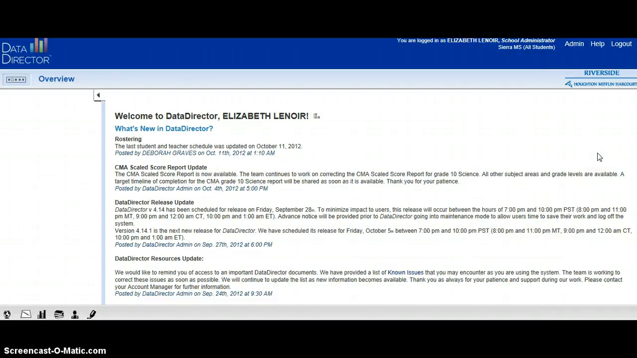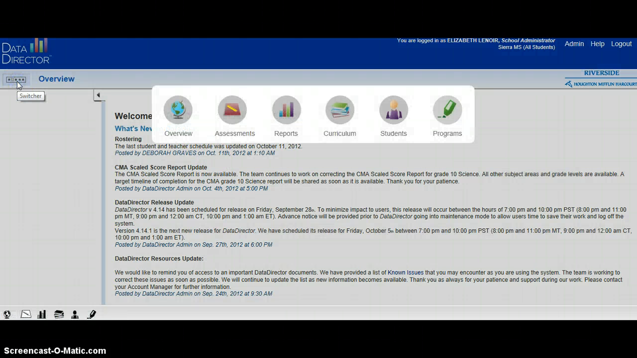Stephen and I have had some teachers asking how to do pivot tables on their own, so this is going to be a brief explanation of pivot tables along with a written document. Once you log into Data Director, you're going to click up here to get a menu, and you're going to click on the word Reports.